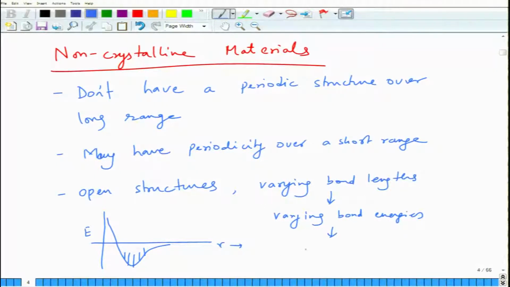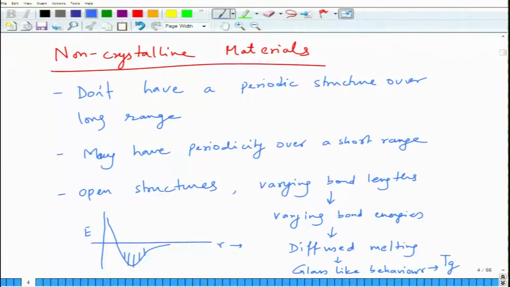And if you have varying bond energies, it also means that you have a range of temperatures at which melting occurs. That is where they have a very diffuse melting phenomenon, and this is characterized by the materials having typically a glass-like behavior. As a result they have something called Tg, the glass transition temperature. I will not get into the details of the physics, thermodynamics and kinetics of glass formation, but basically these materials do not crystallize themselves in a crystalline form.